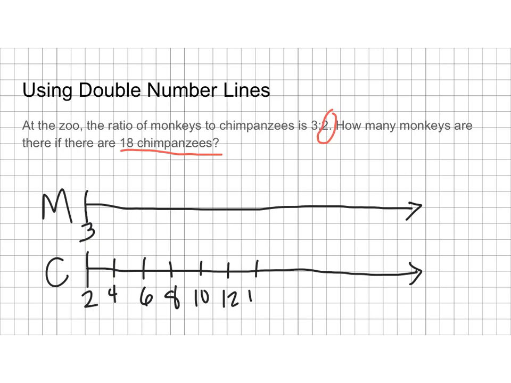Okay, so there's 18. 2, 4, 6, 8, 10, 12, 16. Oops, skipped one. That's better. Always good to check your work. So now I'm at 18. So now I'm going to go up to my monkeys and I'm going to count those out. And I'm still going to use 2 boxes, but I'm counting by 3's because monkeys were 3 in the ratio.